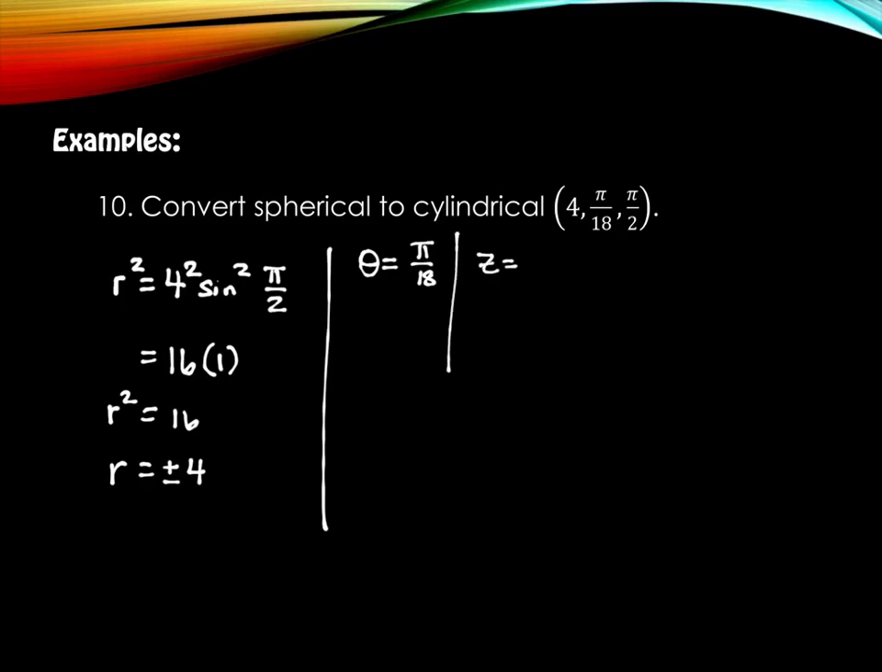And then z is rho cosine of phi, which is pi over 2. And yes, that is 0. Okay, so we need to make sure which r value do we need? We need the positive one. So this ends up being 4, pi over 18, and then 0.